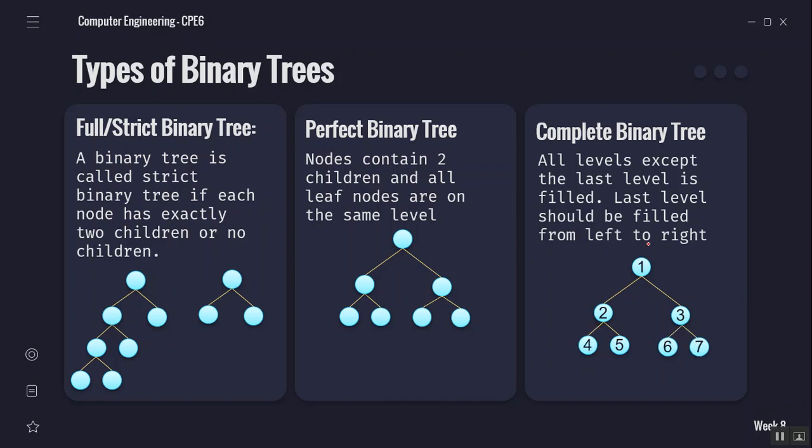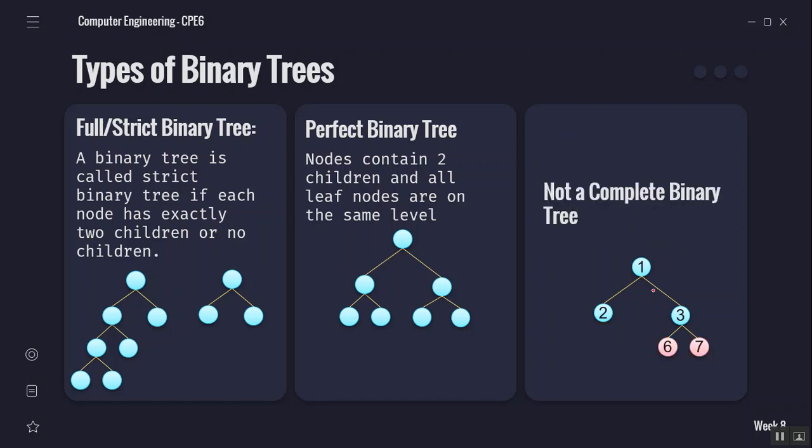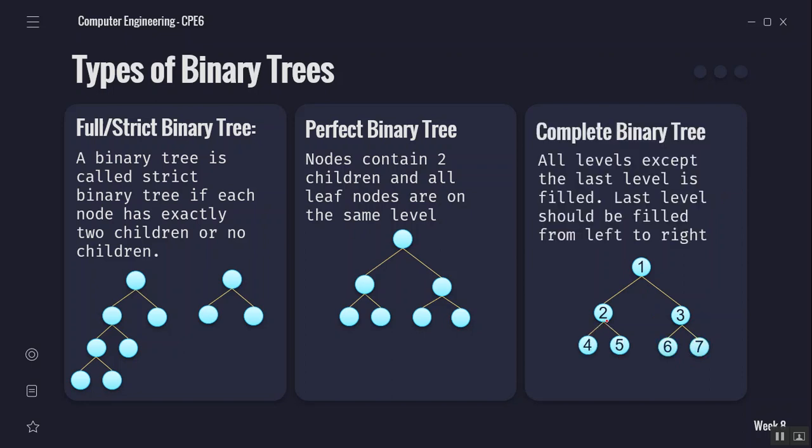Now, another example, we have here 1, 2, 3, 4, 5, 6, 7. Okay, now if we remove 4 and 5 from our left subtree, as you can see here, the numbers are not complete: 1, 2, 3, 6, 7. So this is not a complete binary tree. We need to fill the left subtree first in order for us to make it a complete binary tree. Okay?